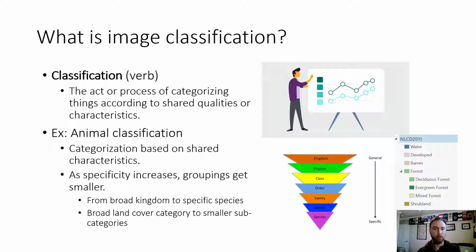So the broad land cover categories to smaller categories could be, in this example here, something like forest at the higher level. Then you drill down even farther, and it might be certain types of forest, like deciduous, evergreen, or mixed forest. All right, so it's the same kind of idea. You're classifying land cover types by some sort of similarity. But once you've classified one group, you might be able to classify them even more narrowly.